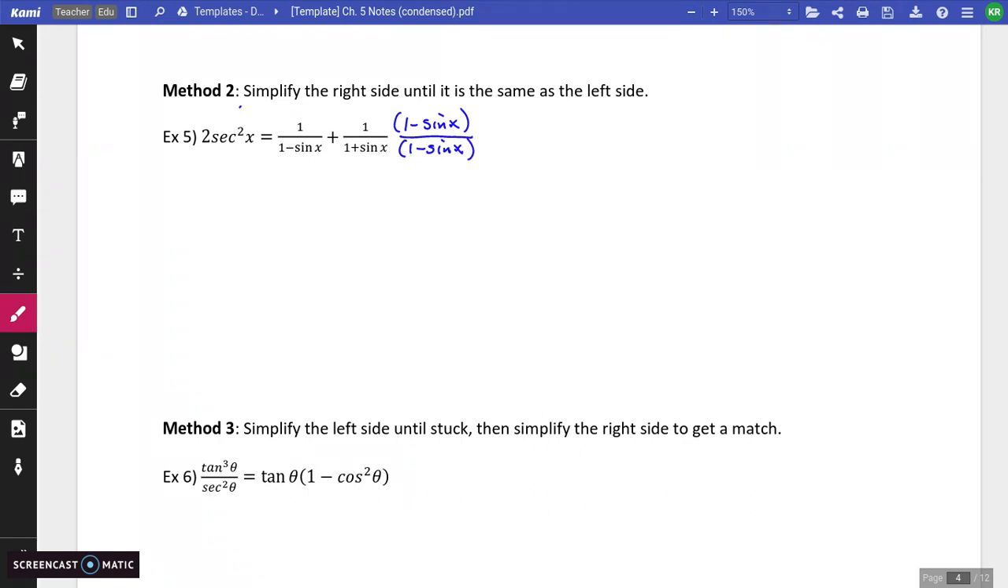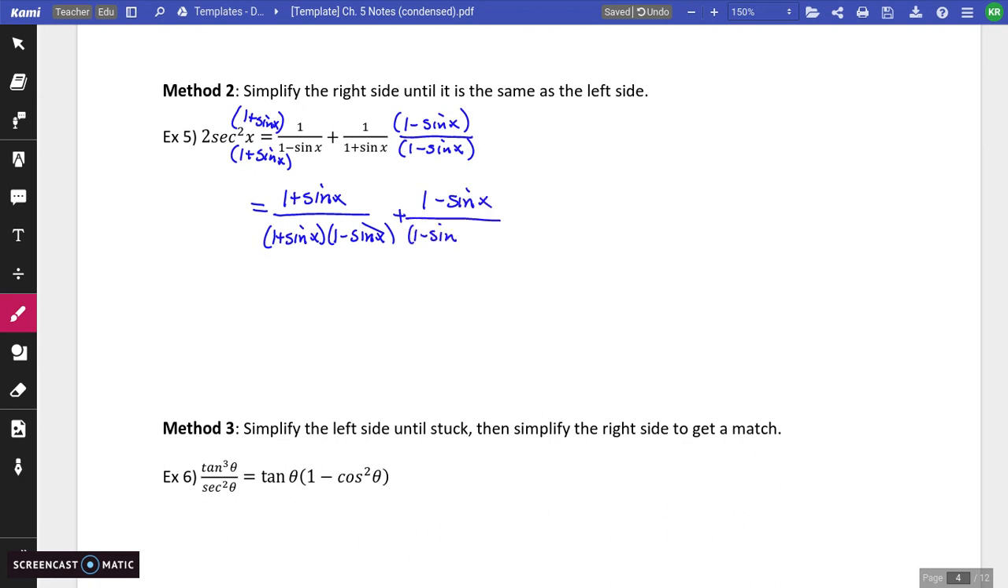And then on the first fraction, I'm going to need to multiply by 1 plus sine x. Okay, 1 plus sine x. And what I get is 1 plus sine x over 1 plus sine x times 1 minus sine x, plus 1 minus sine x over 1 minus sine x and a 1 plus sine x.